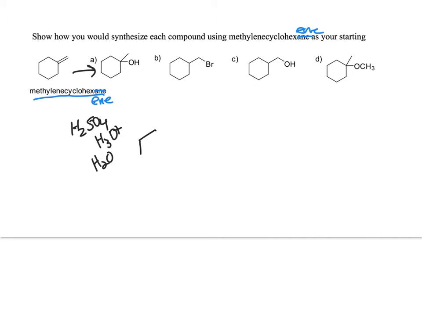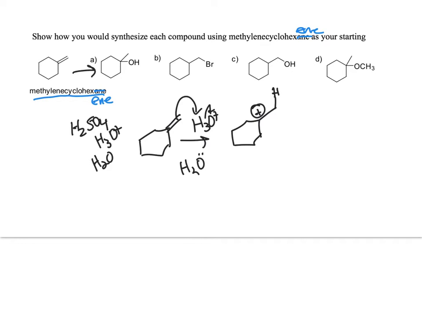So what does that look like? Your alkene would get protonated. Get the hydrogen there. You get your tertiary carbocation, and then your water nucleophile, which is always around in an inorganic acid, would give you the tertiary alcohol.